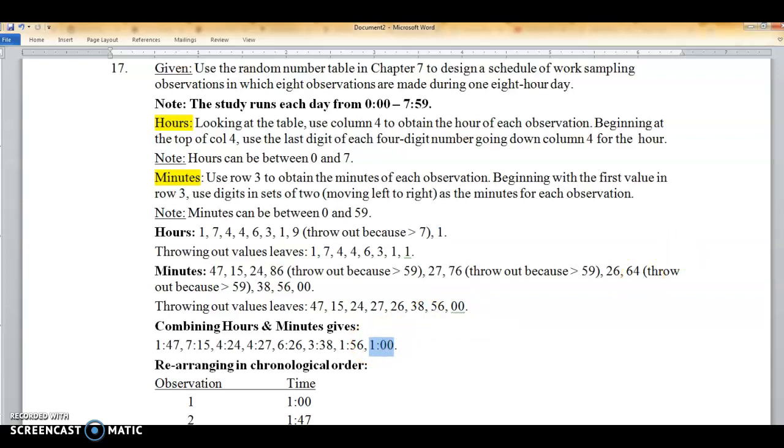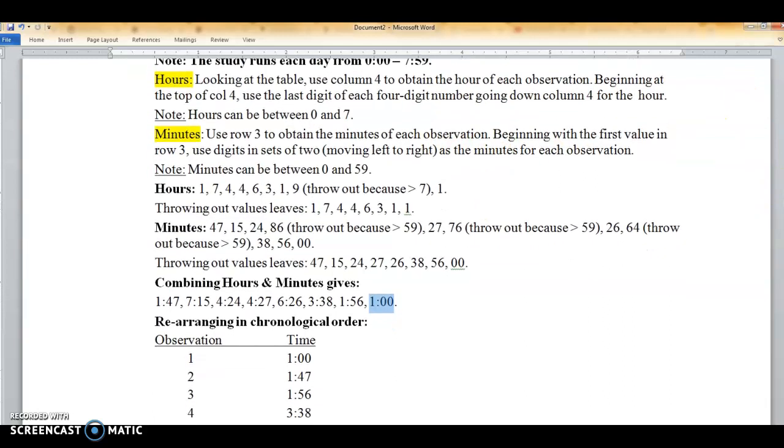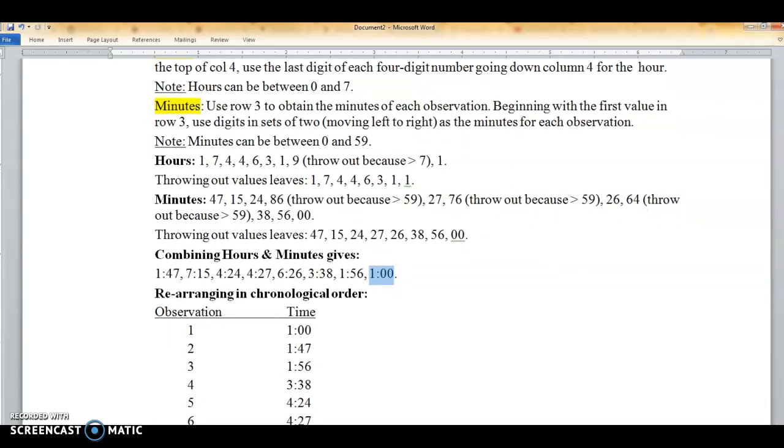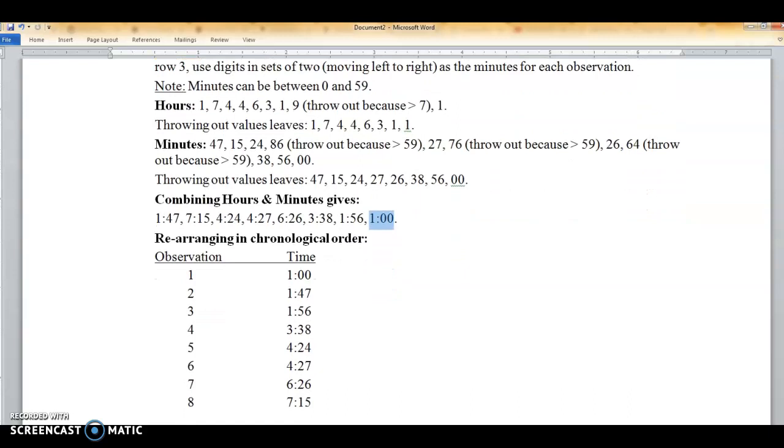Alright, so then it asks us to put these into chronological order based on the time of the day. Again, remember that we were going from 0 hours and 0 minutes to 7 hours and 59 minutes. So again, these were our values right over here. We're putting them in order. The lowest one was the last one, 1 hour, 0 minutes. The next lowest item was the first one, 1 hour and 47 minutes. The next lowest item was the second to the last, 1 hour and 56 minutes.